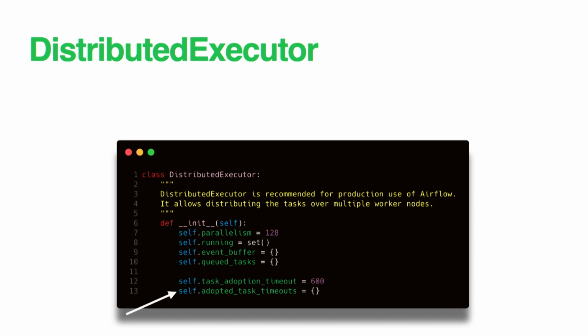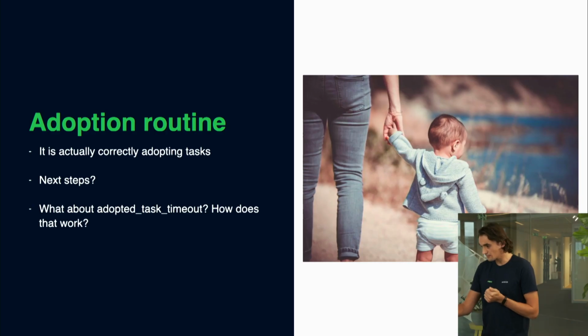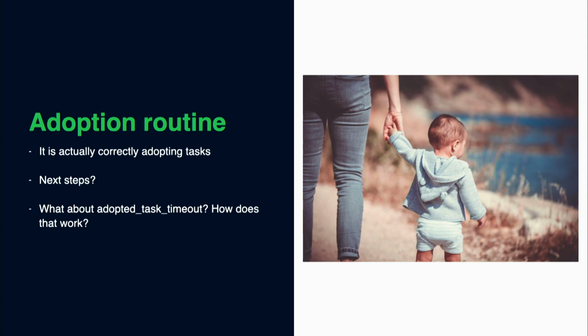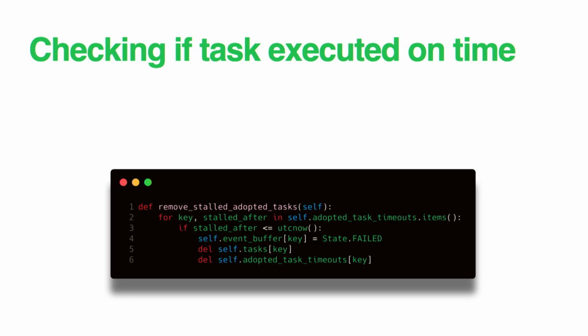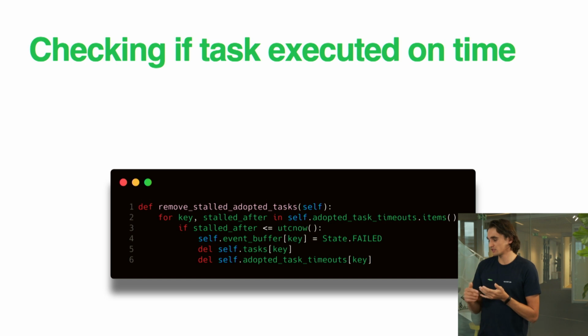So let's take a look again at this adoption timeout. How does that actually work? The adoption routine was actually correctly adopting the tasks. And as I mentioned, let's take a look at this adoption task timeout. It checks if the task actually executed on time. And that's this function, remove stalled adopted task.